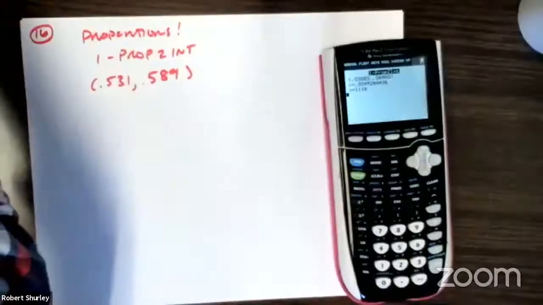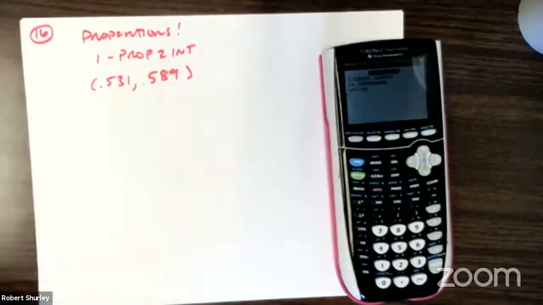Bingo, right? We're saying, look, we're 95% confident that the actual proportion is between 0.531 and 0.589, right? So that means we're at least 95% confident that the proportion is above 50%. Okay, those are good follow-up questions to these.